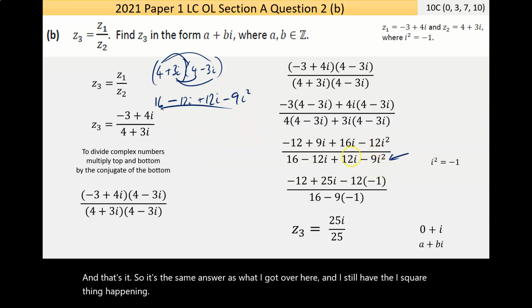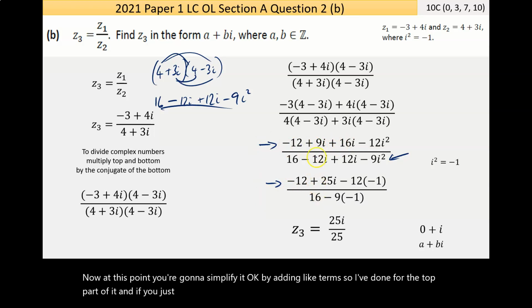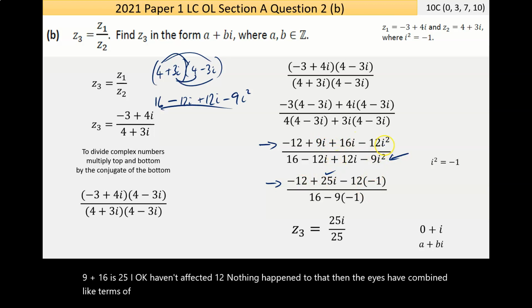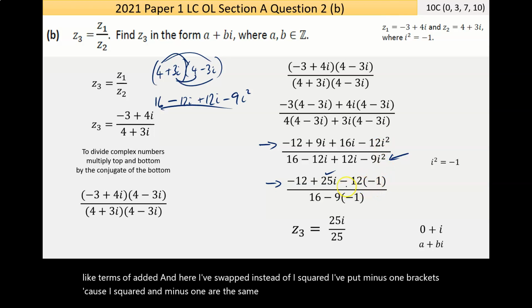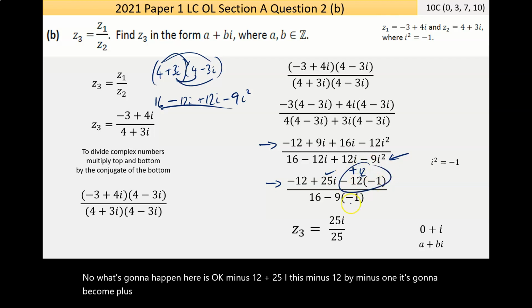Now, at this point, you're going to simplify by adding like terms. For the top part, 9i plus 16i is 25i. I haven't affected the 12. The i's have combined, like terms have added. And here, instead of i squared, I've put minus 1 in brackets, because i squared and minus 1 are the same thing. What's going to happen here is minus 12 by minus 1 is going to become plus 12.